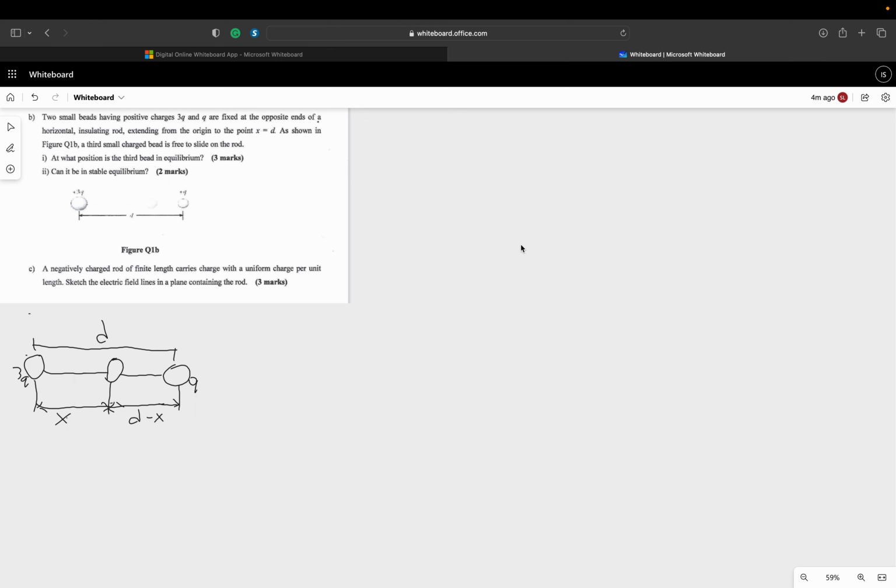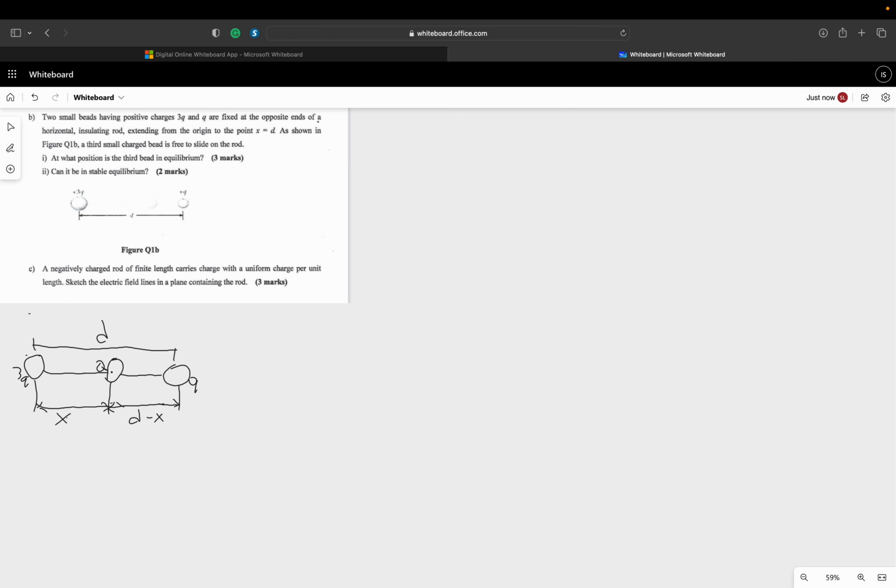Wow, 3 marks. First thing first, we have to draw back our diagram. As you can see, I drew back my diagram. I have the 3Q charge here, the Q charge the other way, and the third one in the middle. Now let us assume the charge on the one in the middle to be capital Q.